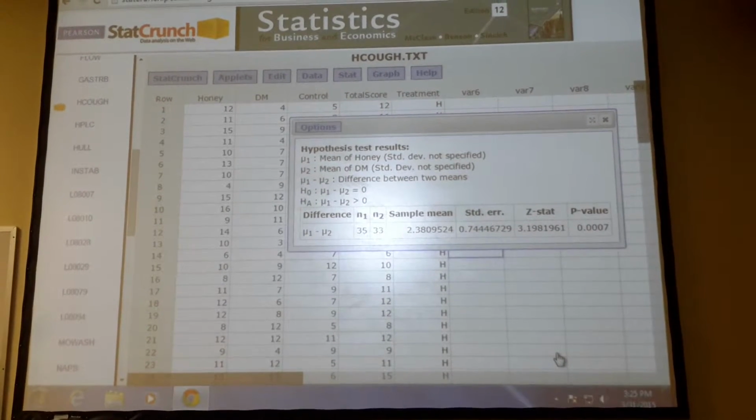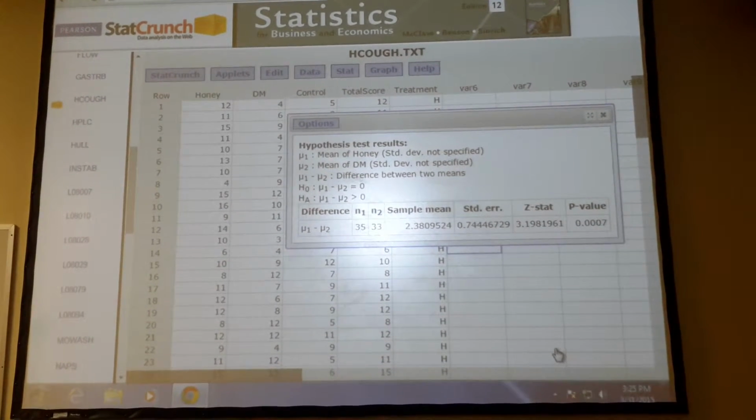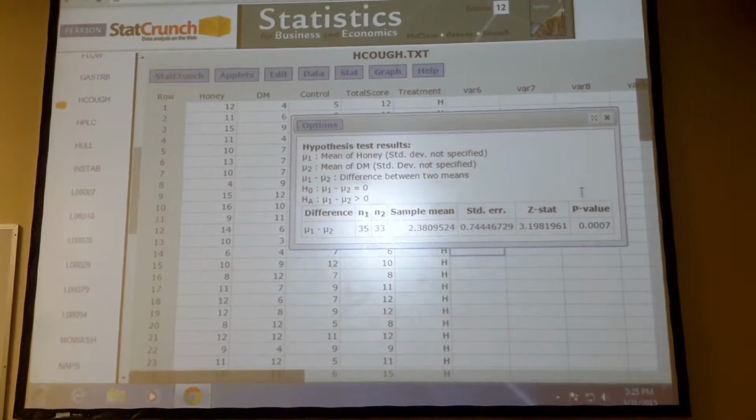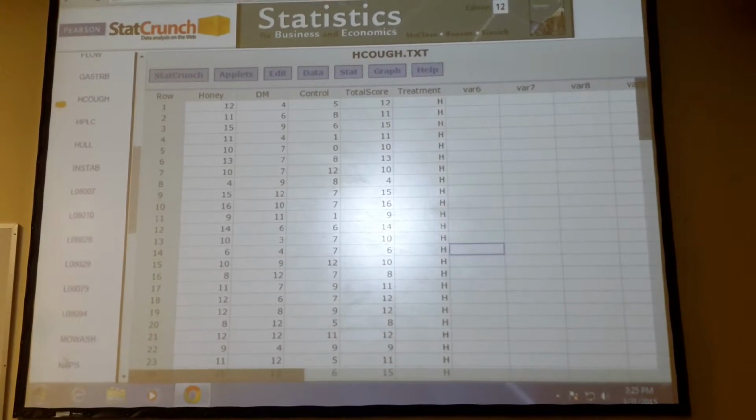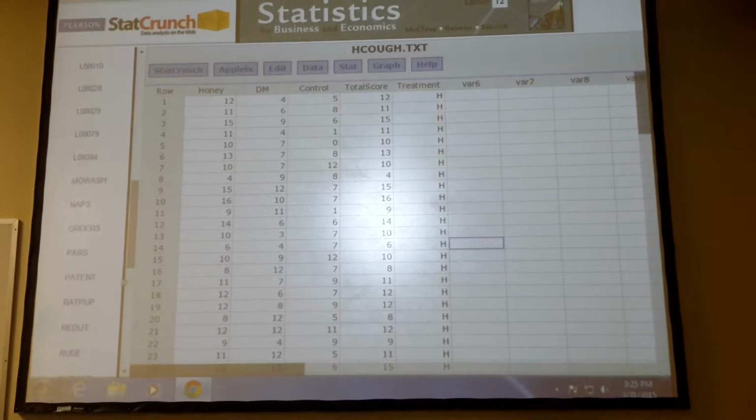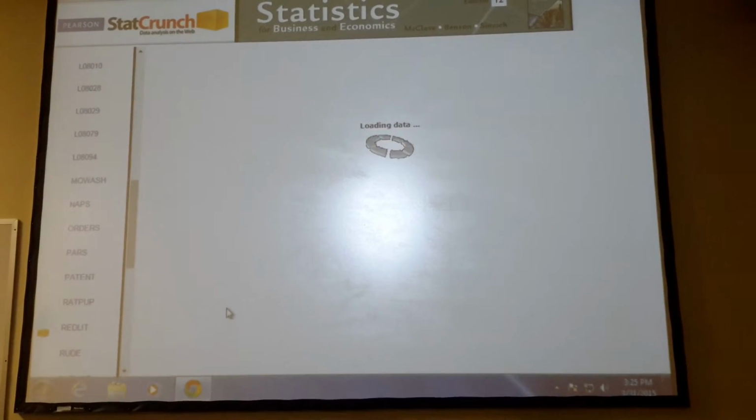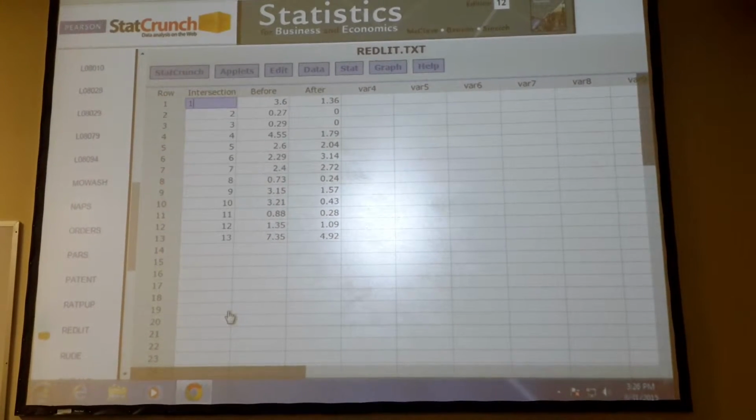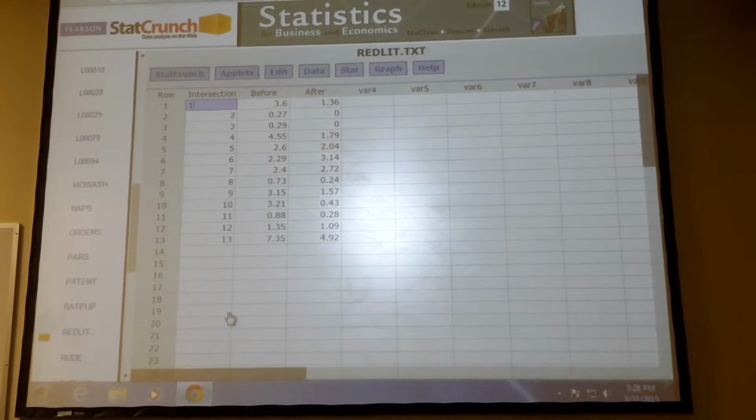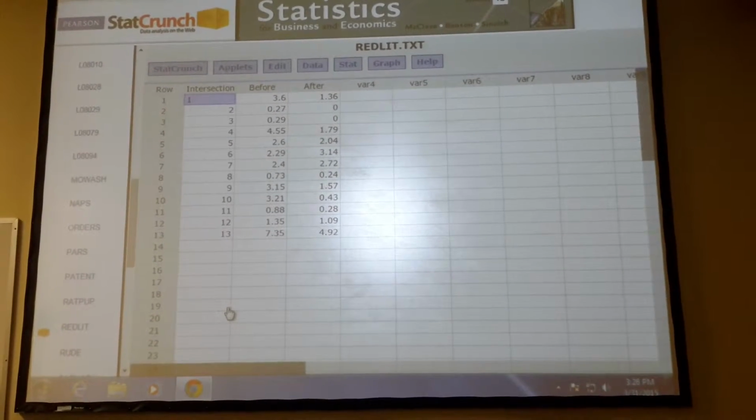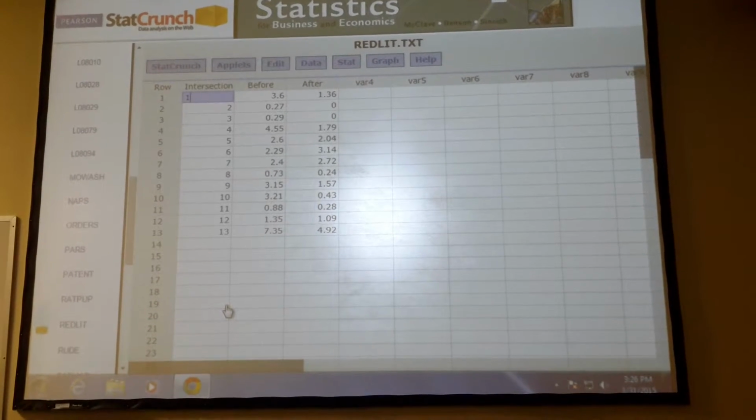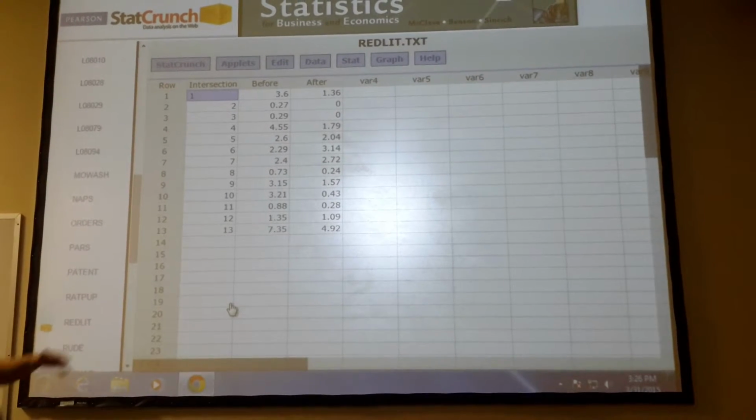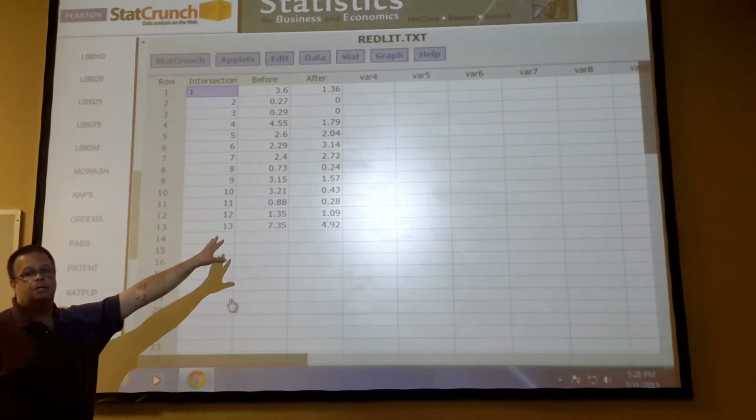The next problem that I want to take a look at is problem 8.40 on page 447 in your book. The data set that we're going to look at is called REDLIT. It deals with the installation of red light cameras at different intersections, and they measured the average number of accidents occurring at those intersections before installation of the red light cameras and the average number of accidents during the same time periods after the installation of those red light cameras. We have 13 different intersections that we looked at.